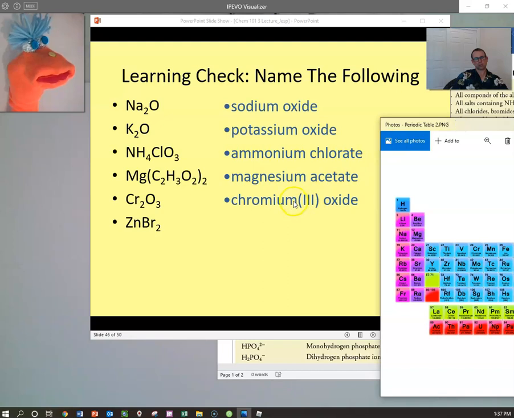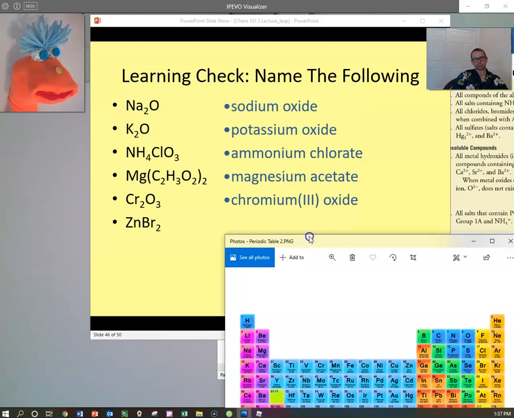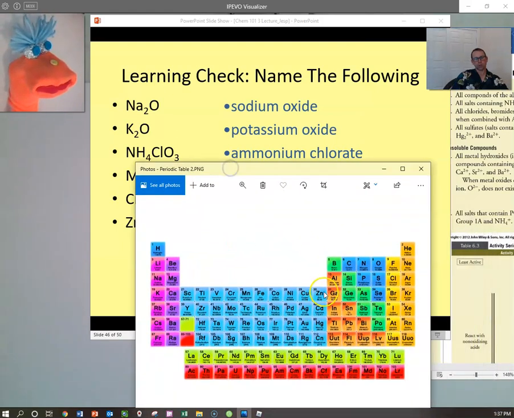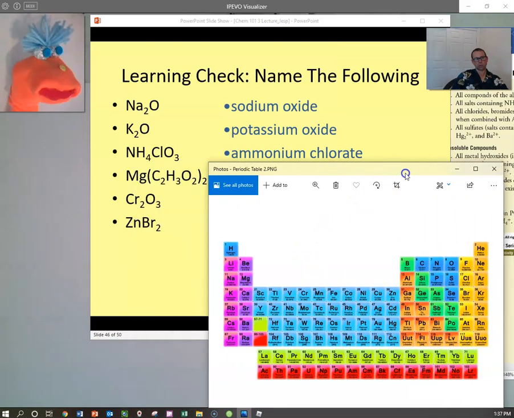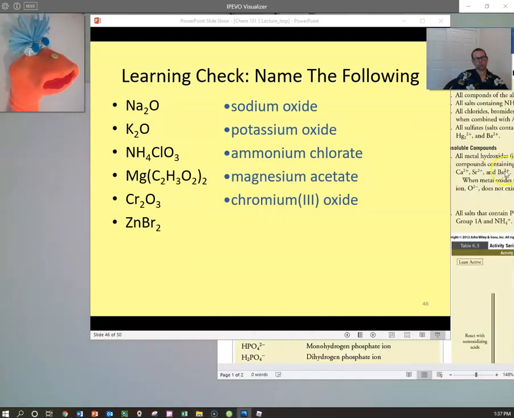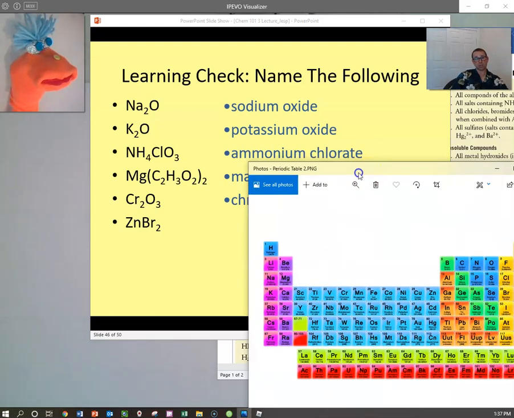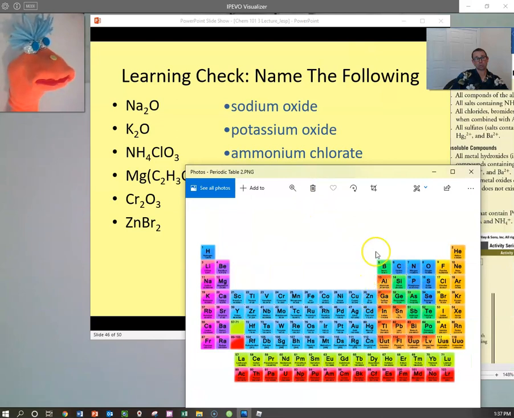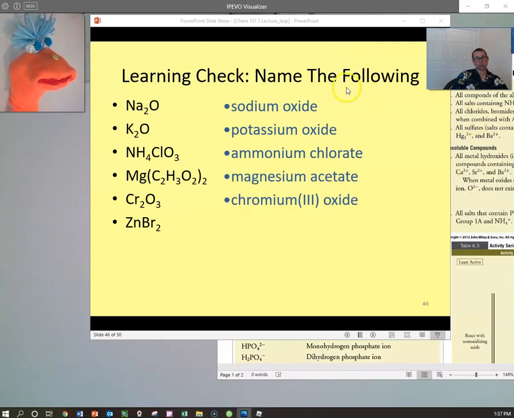Chromium 3 oxide. Excellent. And the last one there? Where's Zn? Right here? Oh, zinc? Yeah. Okay, so Zn, zinc, and bromide. Zinc bromide. Zinc has a +2 charge. So zinc 2 bromide. All right, so you put a number with it. Why did you decide to put a number with the zinc? Because it's a transition metal. That's right. Very good. Zinc 2 bromide.